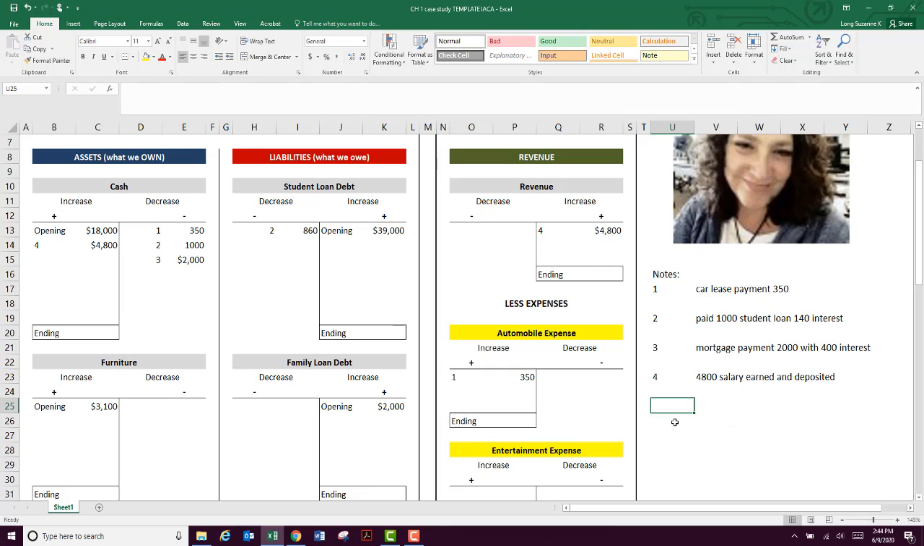Okay, and we're ready for the last one, number 5. A family member accepted $2,000 worth of jewelry as repayment of the family loan. What? Okay.